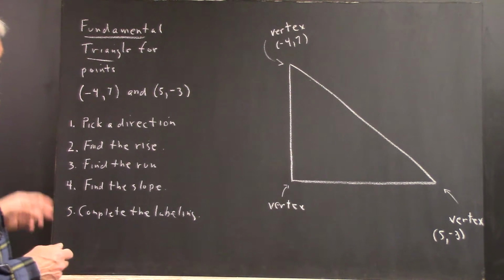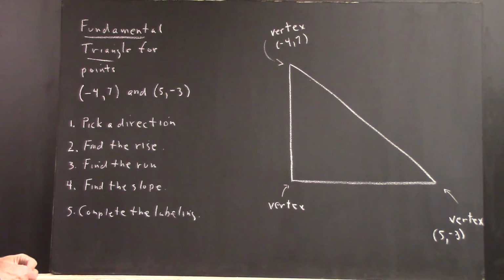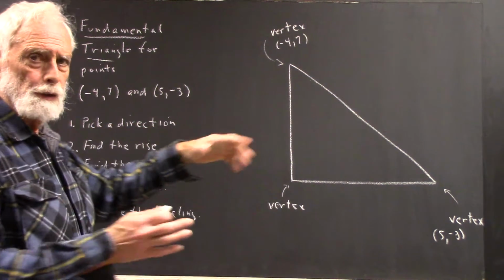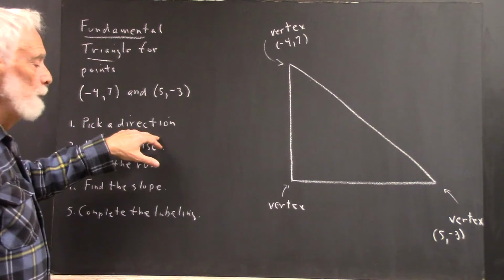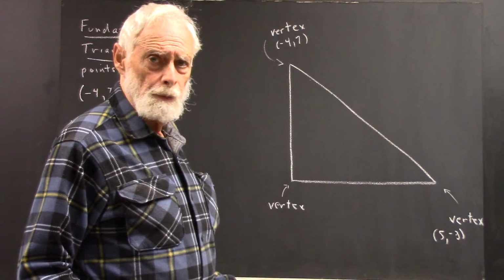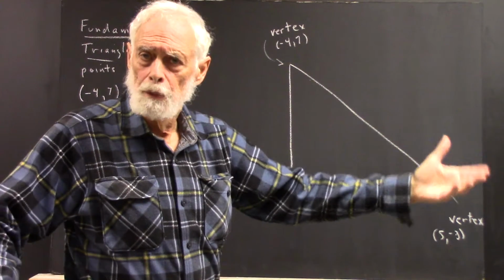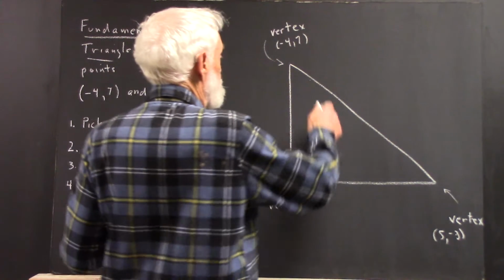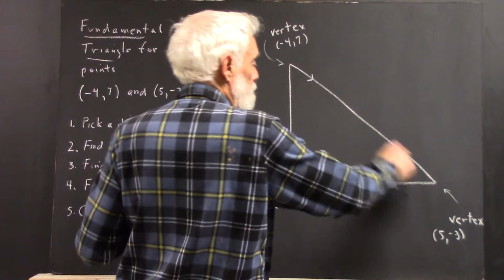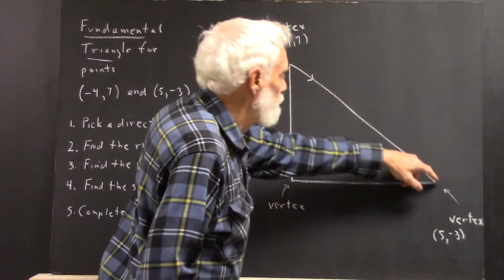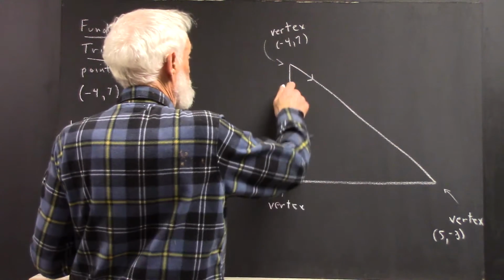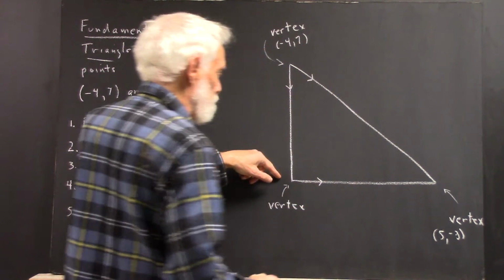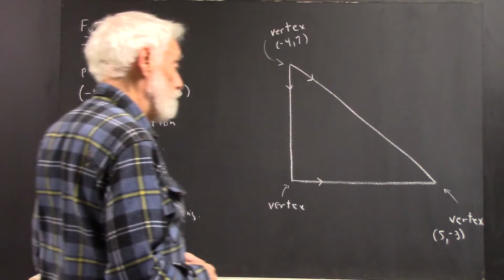Okay, so how do we do the fundamental triangle? Well, we pick a direction, and we have more extensive explanations of the fundamental triangle, we pick a direction from one vertex to the other. Usually we'll go from left to right because that's the way we're used to reading, but if you wanted to go right to left, that would be okay. But I'm going left to right, so that's going to be in this direction. Now, to get from this point to this point, I go in this direction, the hypotenuse, or I can go along this path. This direction for the vertical side, this direction for the horizontal side.